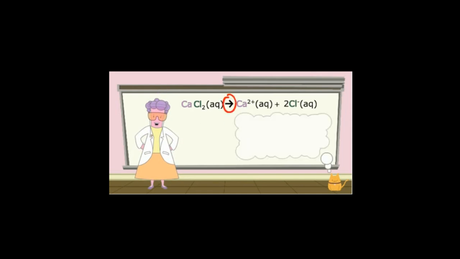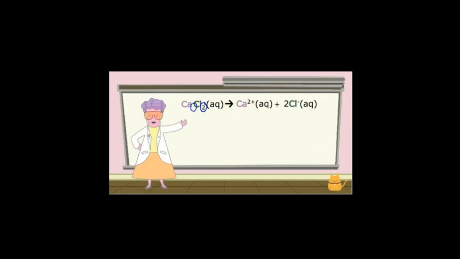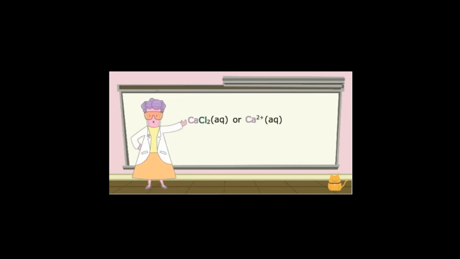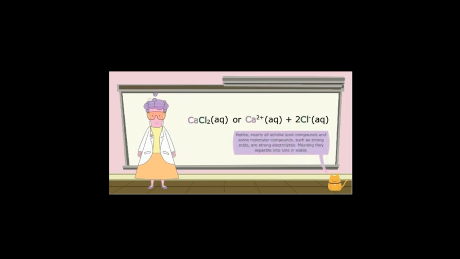The single arrow means that the solute dissociates completely or nearly completely in the solvent water. Notice that the subscripts in the formula become coefficients when we show the ions separately. It is appropriate to represent strong electrolytes either by the molecular formula followed by (aq) or as the separated ions. For example, CaCl2 (aq) or Ca2+ (aq) + 2Cl- (aq).